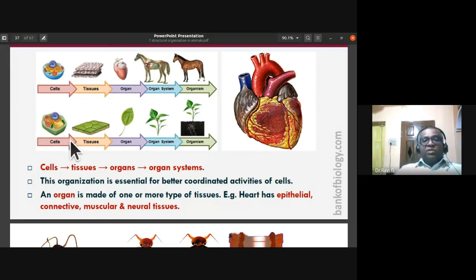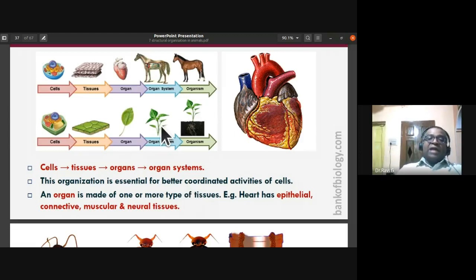Even in plants, you can notice tissues. Many tissues together form the organs, like the leaf. Many organ systems together form the organism, like the shoot system and root system. This organization of organ and organ system is essential for better coordinated activities of all these cells. There has to be teamwork. This organization is required within an organism, from cells to tissues, organs and organ systems. It is a coordinated activity of these cells.